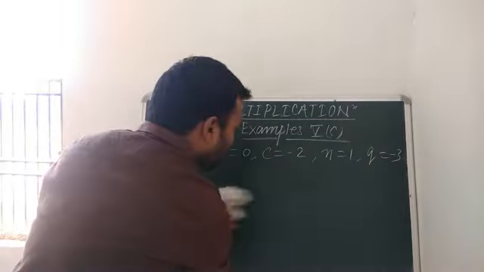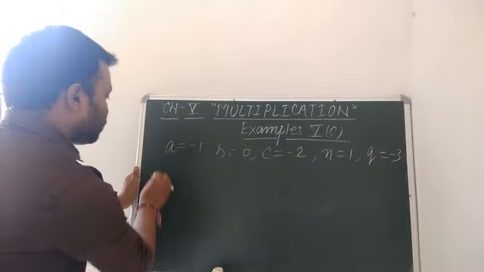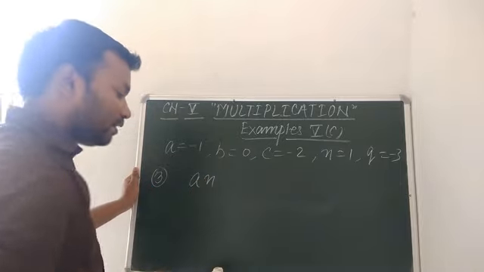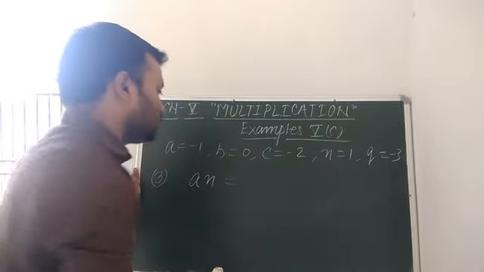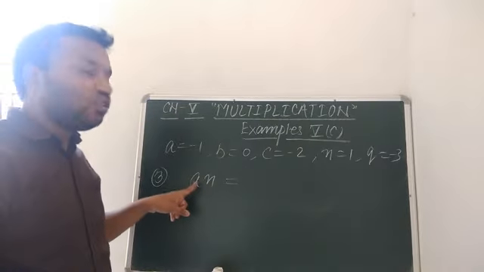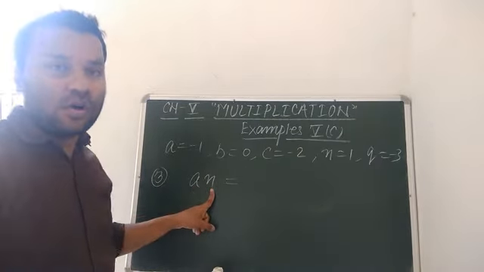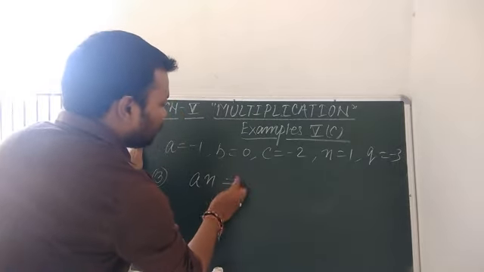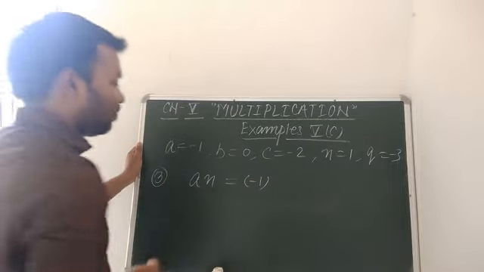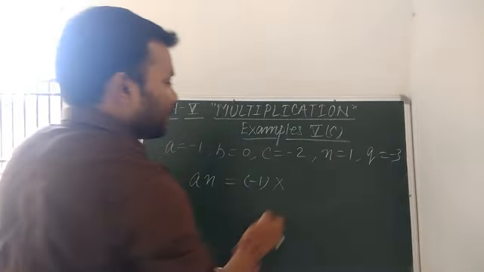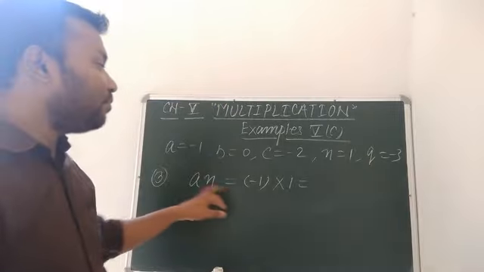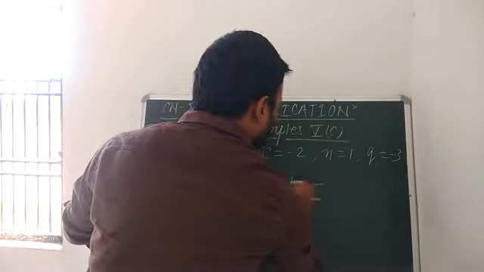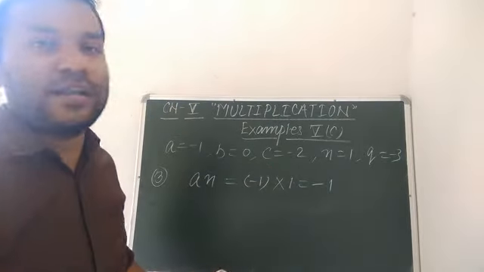Now let's move on to question number 3. Again we have an algebraic term, and we have to find its value. We will put the numeric value of a, which is given in the question as -1, and the numeric value of n, which is 1. Again we have different signs, so the product will be negative, and 1 into 1 is 1, so our answer will be -1.